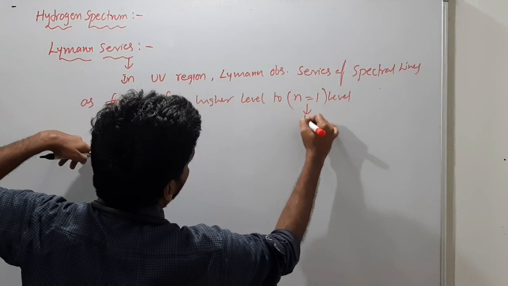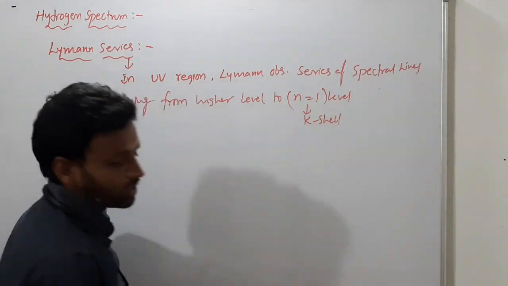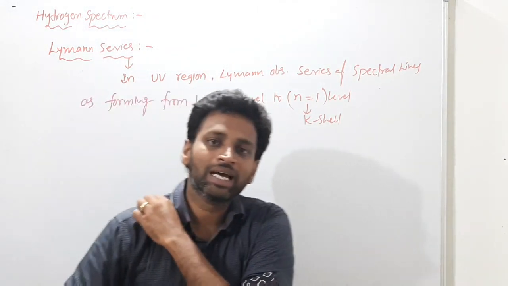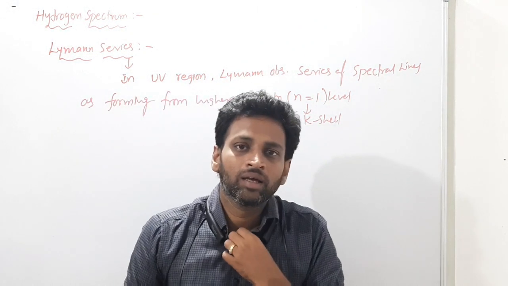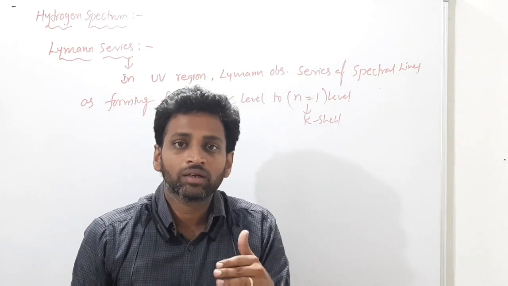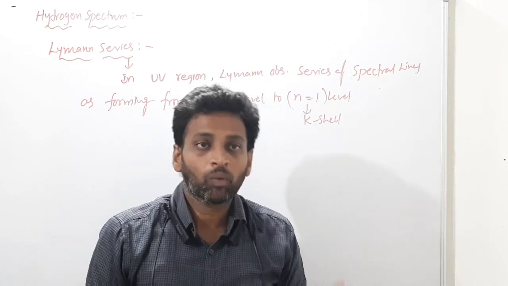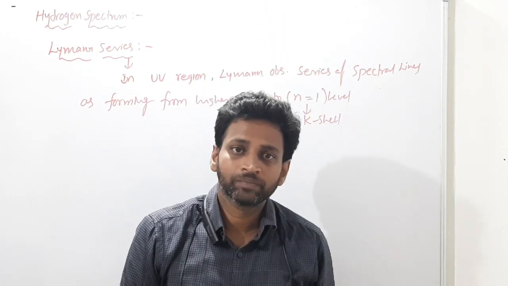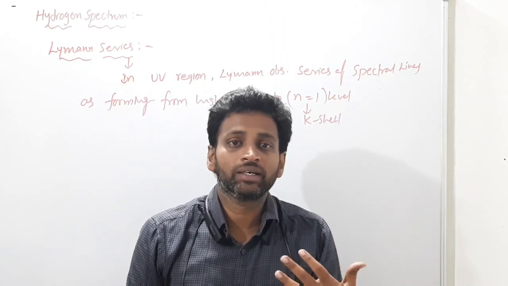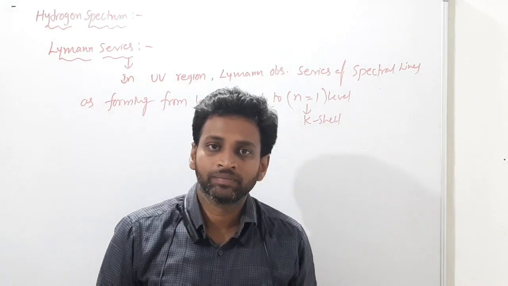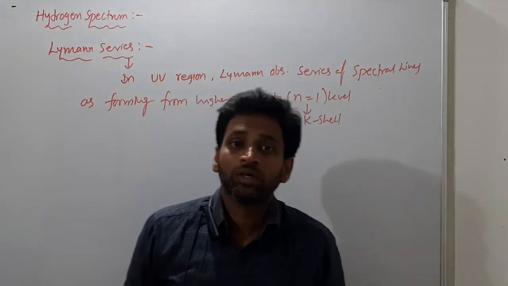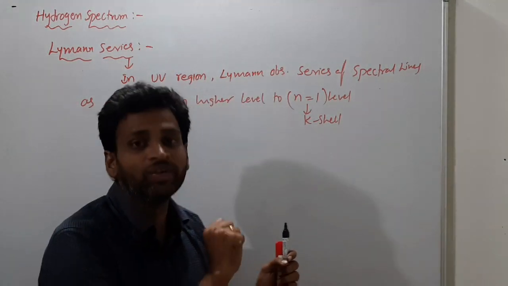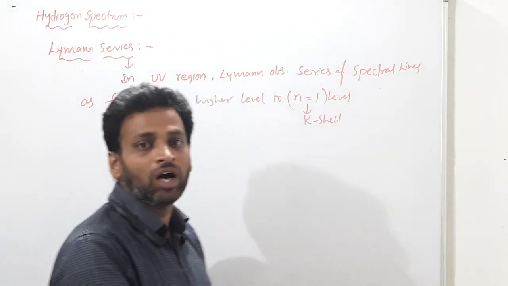N equal to 1 level means which shell? K shell. So the ground state for Lyman is n equal to 1. Some other scientists had a doubt: why are those spectral lines forming only in the visible region? Why is the electron jumping from higher levels to the second level only? Then they started some experiments.